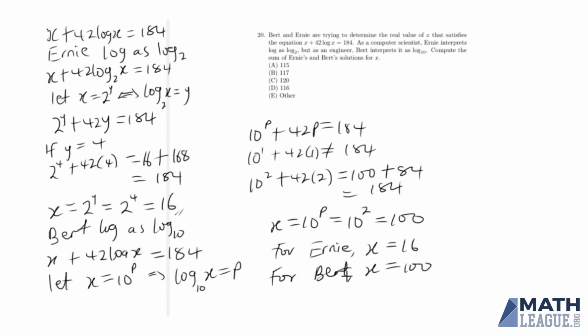Hence, when we compute the sum of their solutions, we are going to have 16 plus 100, which will be equal to 116. And if you go through the options, you can see that the answer is actually option D, which is 116. Thank you very much for watching this lesson, and I hope you enjoyed it.